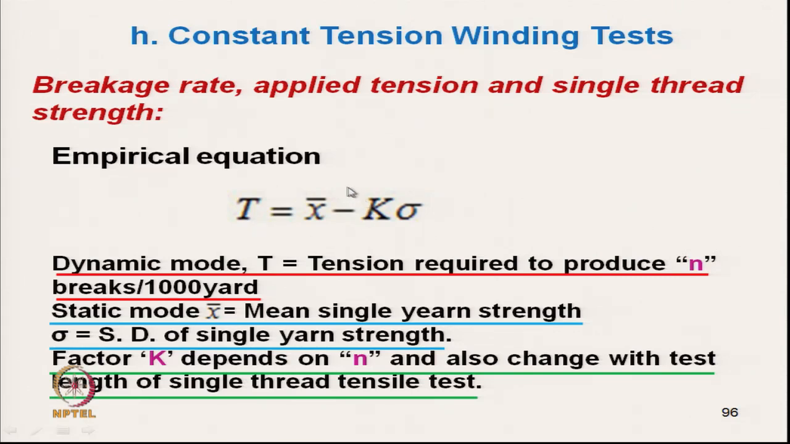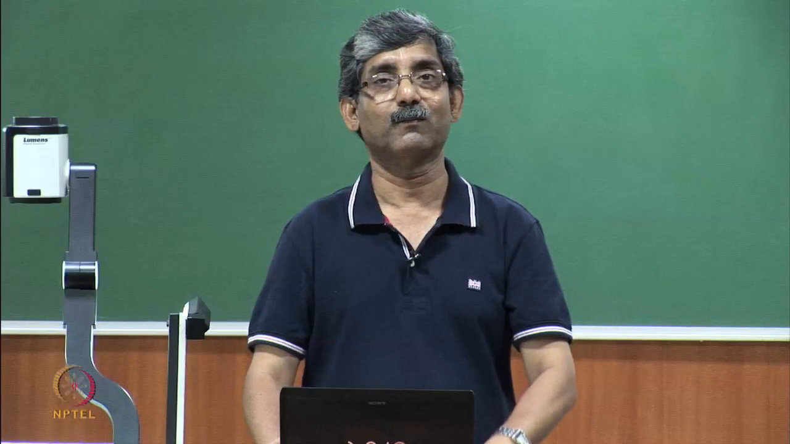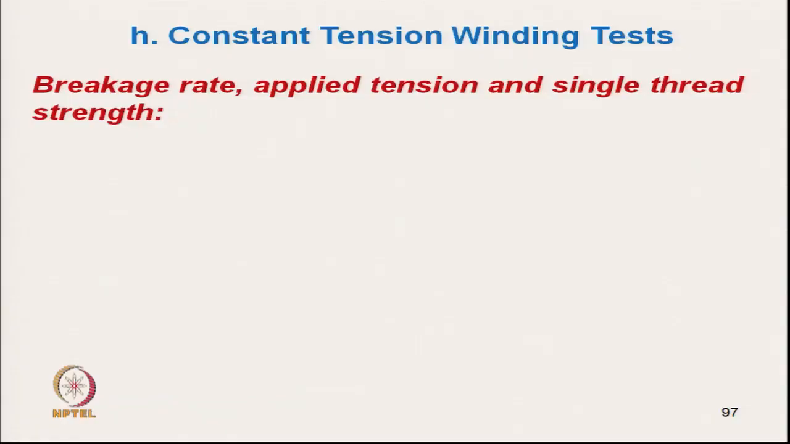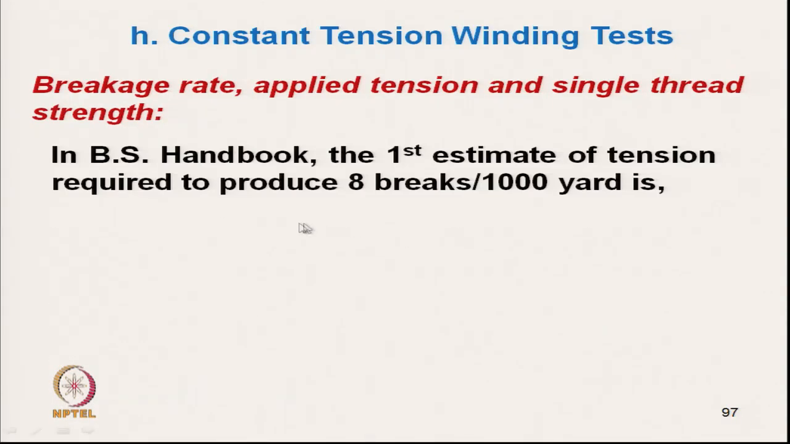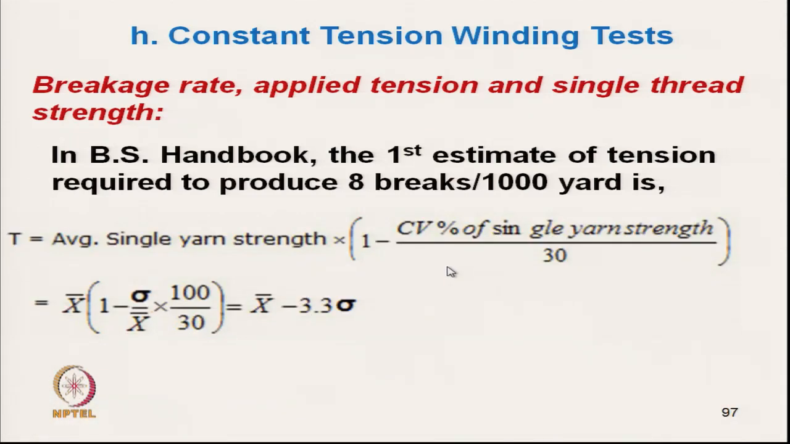Similarly, if the yarn strength is high, keeping the standard deviation constant, the tension required for a certain number of breaks will be more. So, in the BS standard handbook, the first estimate of tension is required to produce 8 breaks per 1000 yard. That is the standard breakage rate, and they use this formula.